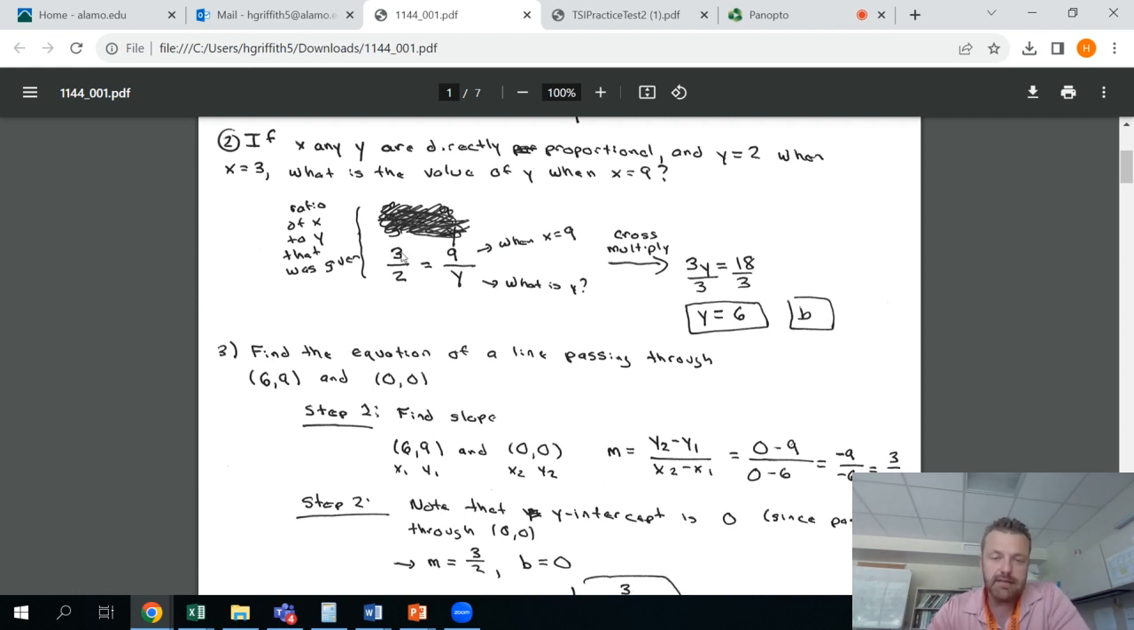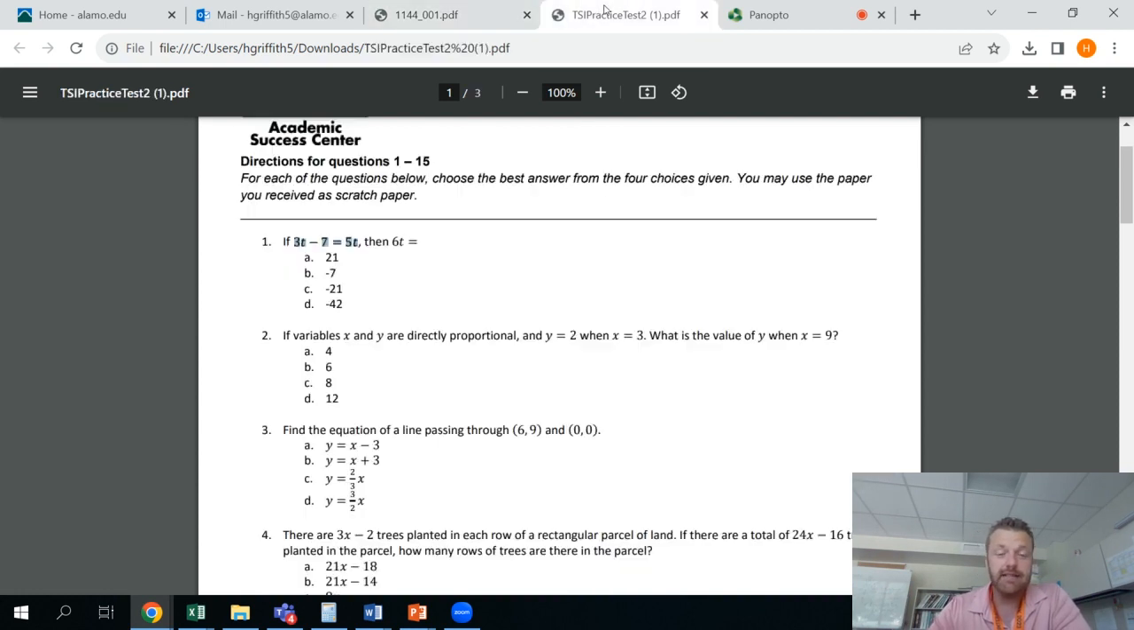The way I solve proportions is to cross multiply and then set the two products equal to one another. 3 times y on the downward diagonal is equal to 2 times 9 on the upward diagonal. 3y equals 18. I can solve for y by isolating the y, dividing both sides by 3, which leaves me with just y equals 6, which is the answer that we knew it would be, answer B.